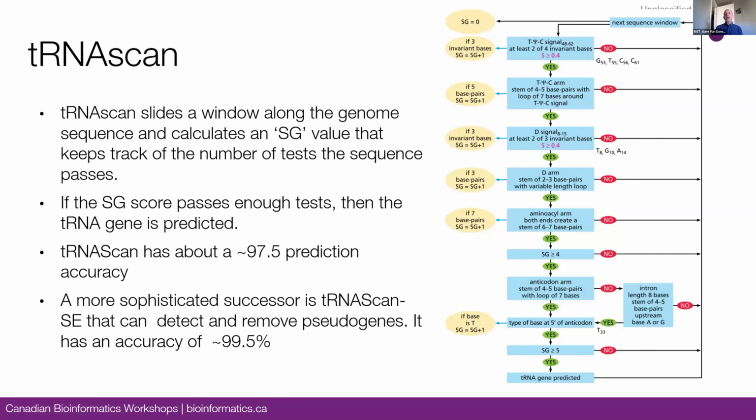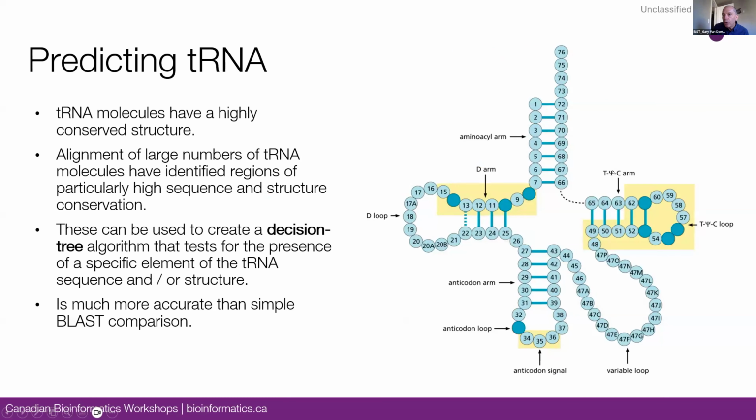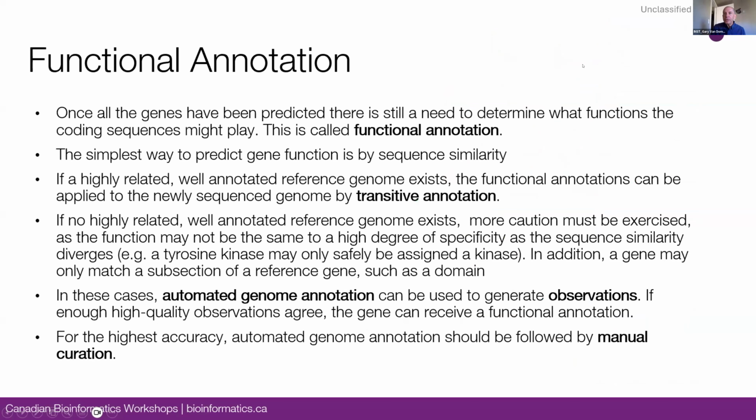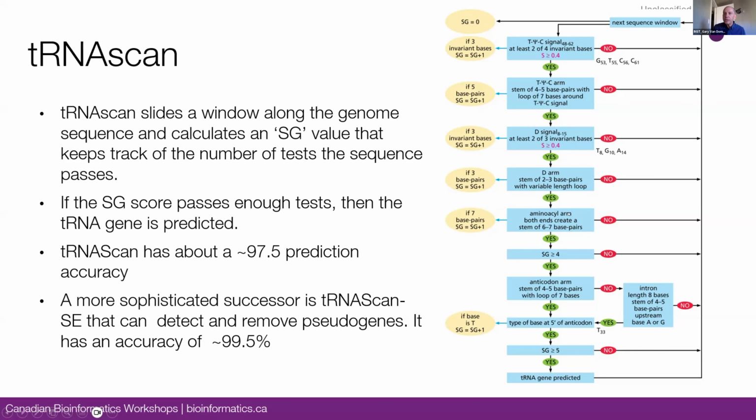The program called tRNAscan uses a decision tree approach to find them. So it scans along your genome and looks for some of these signals. A signal will be something like this D loop, or your T-psi-C arm, right? Your anticodon signal. These are the things that it's going to look for, and if it finds them, it will add to the score. It keeps working its way through this decision tree, looking for these different parts, and if it finds them, it will accumulate a score. At the end, if the score is high enough, then it will say, it looks like I found myself a tRNA. And that's basically it.